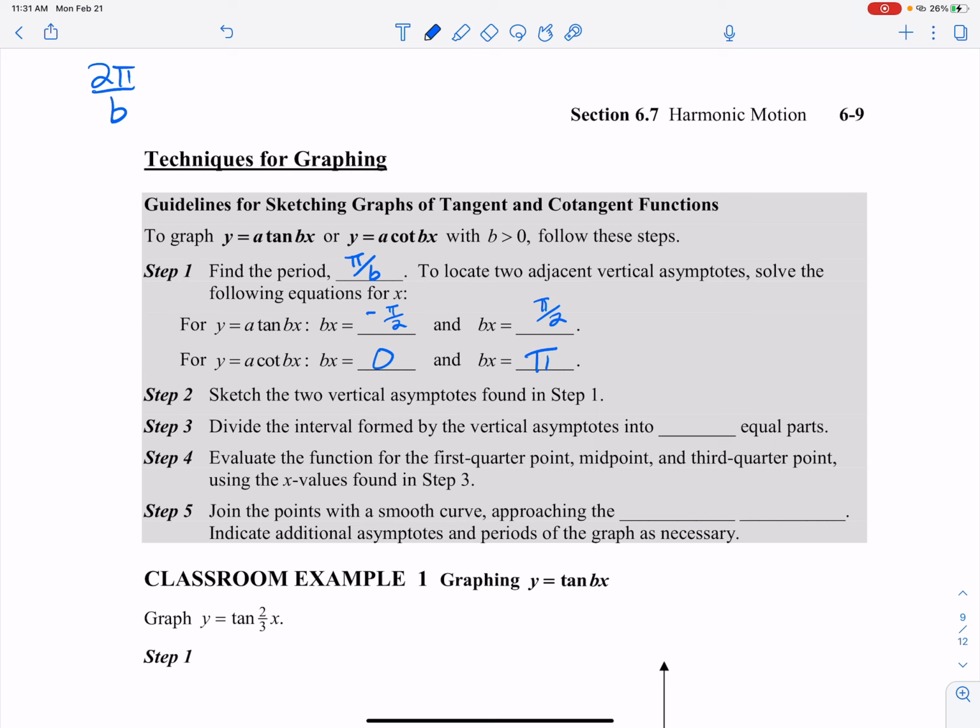All right, let's fill in the rest and then we'll get us a couple sketches. I don't like steps, but I want to give them to you if you want them. Okay, so step 3 says divide the interval formed by the vertical asymptotes into 4 equal parts, just like sine and cosine. All right, then we evaluate for those points. And then the last thing says join the points with a smooth curve approaching the vertical asymptotes. Plural, asymptotes. All right. There are the steps if you're a step person. I'm not. I can't memorize steps. It just doesn't work for me. So I just kind of figure out what I need to do as I go along.